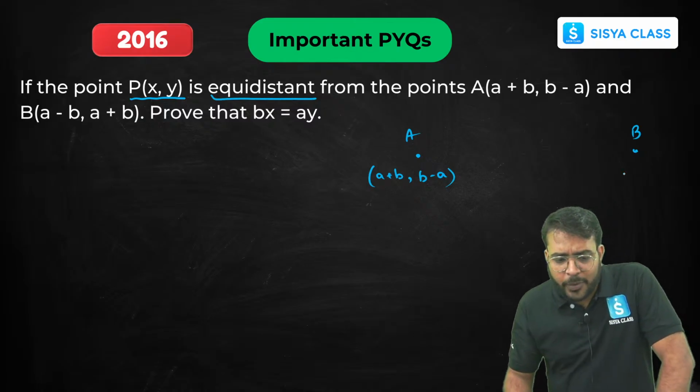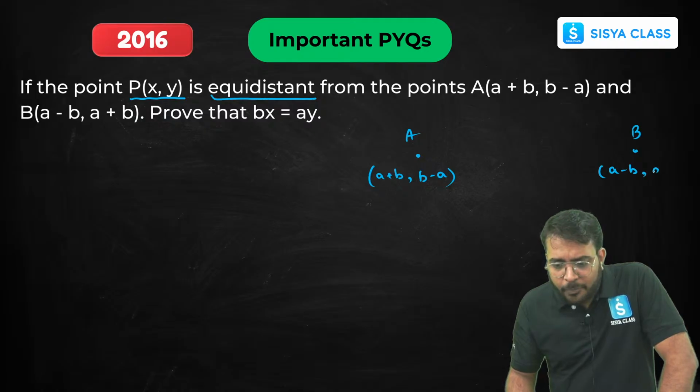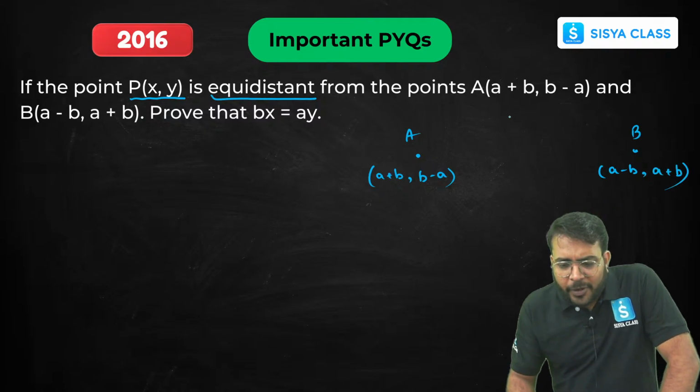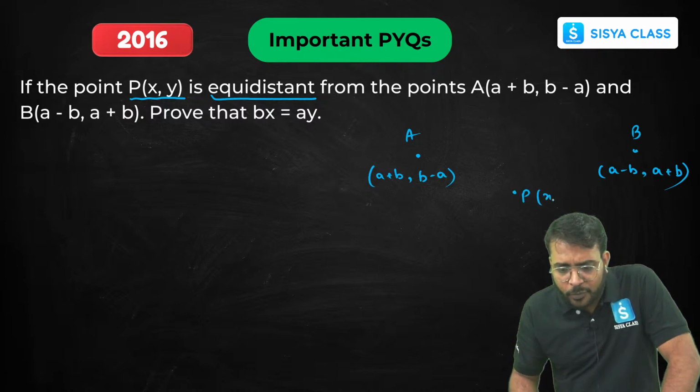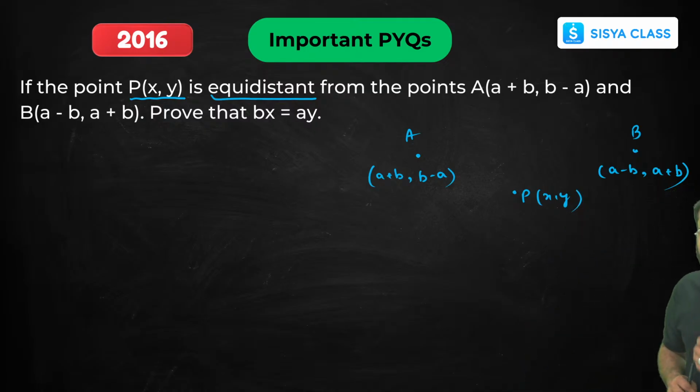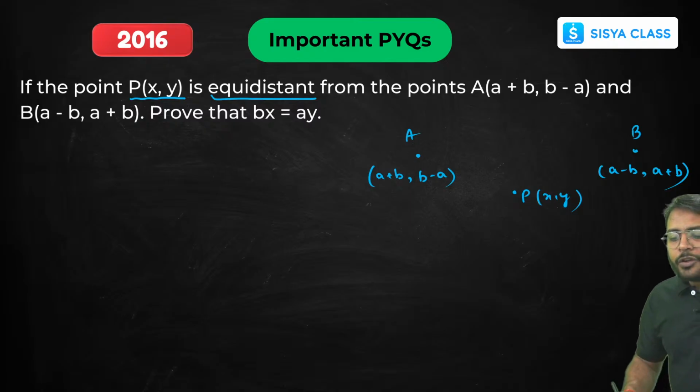What is going to be the coordinate of my point B? It is going to be (a − b, a + b). I am having one point P whose coordinates are (x, y). What are they saying? They are saying that this point P is equidistant from points A and B.